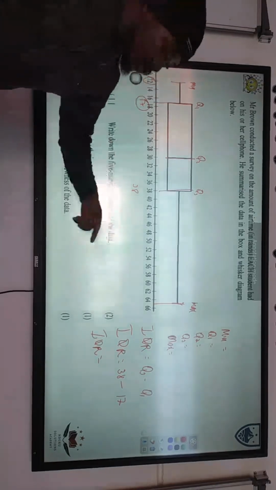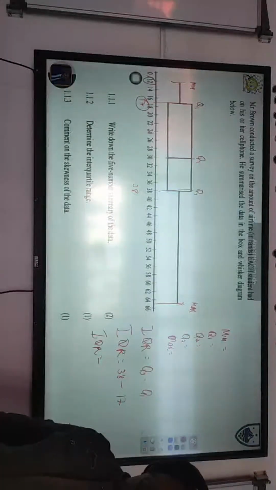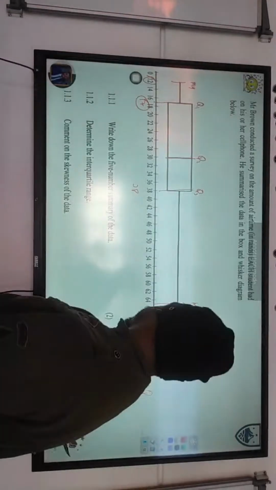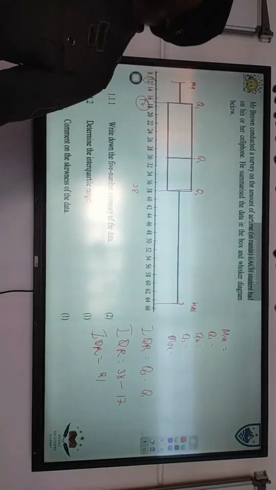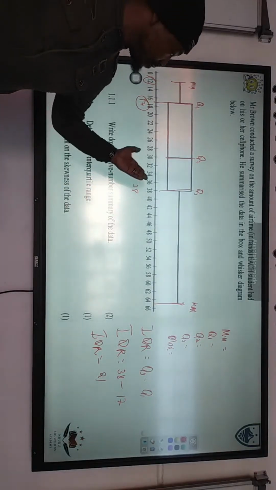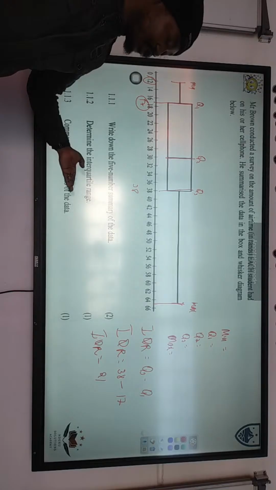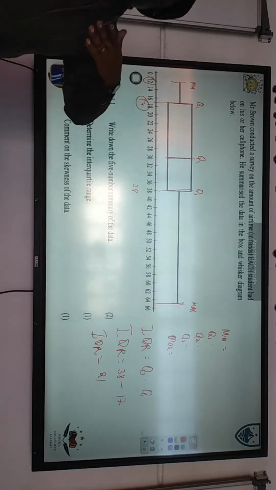So this one, the interquartile range. What is the value of 38 minus 17? How much? 21. All right. And then the questions will ask you to comment on the skewness. Negatively skewed.